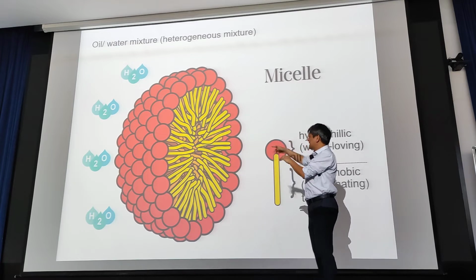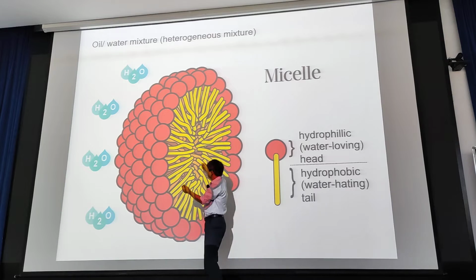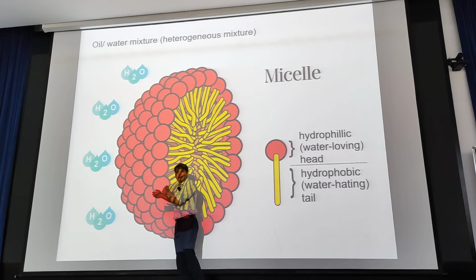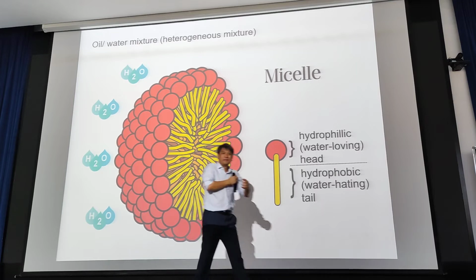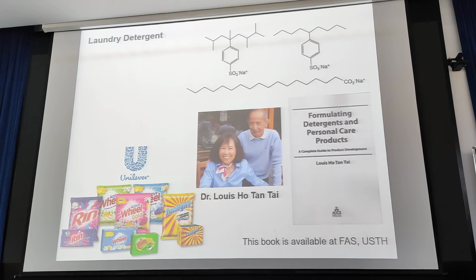So now, if you use this compound to wash hands, all the oil will get encapsulated inside. And this can be dispersed in water and washed out. Okay? So that is the principle of the detergent.